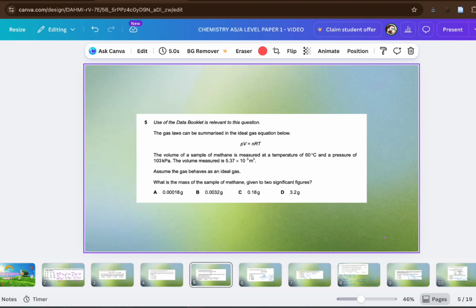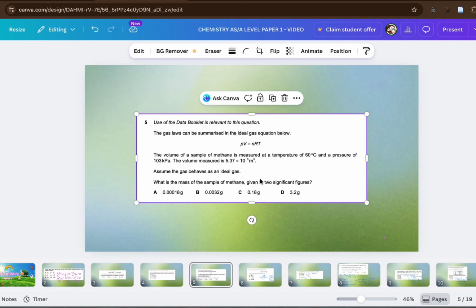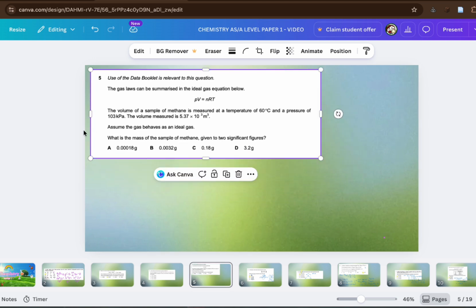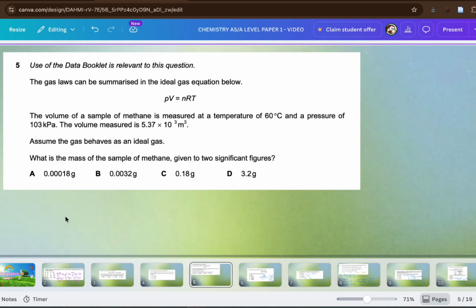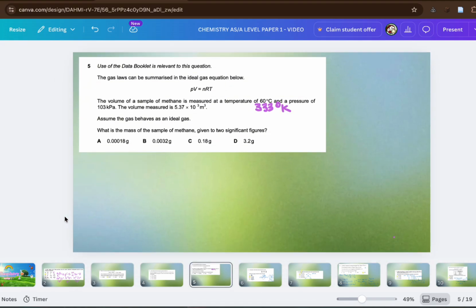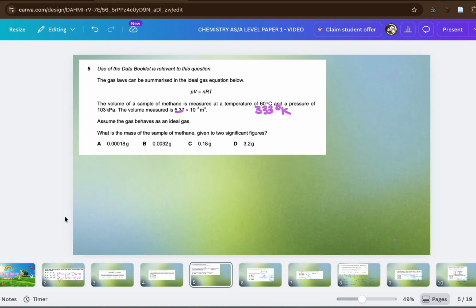Here we are asked to find the mass, and we will use the ideal gas equation. However, before that, we have to convert some units first. Let's go with the temperature first. Temperature will be converted into Kelvin. So 60 plus 273 will result in 333 Kelvin. Next, the volume measured, we have to convert into cubic decimeters, which is about 5.37. The pressure, 103 kilopascals, we will convert into ATM, which is 1.03.